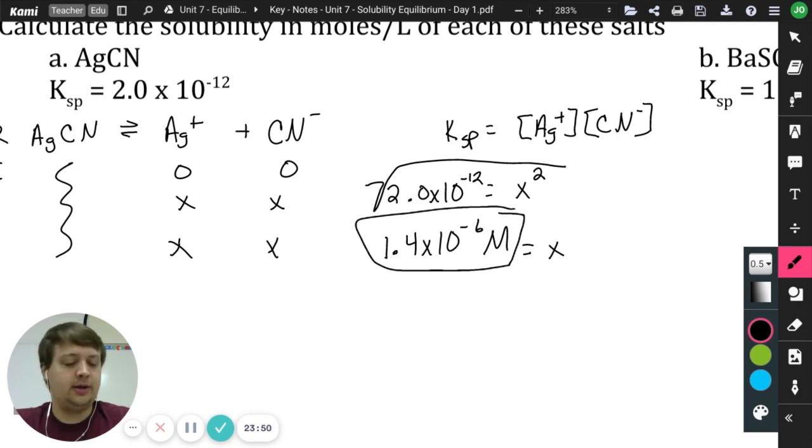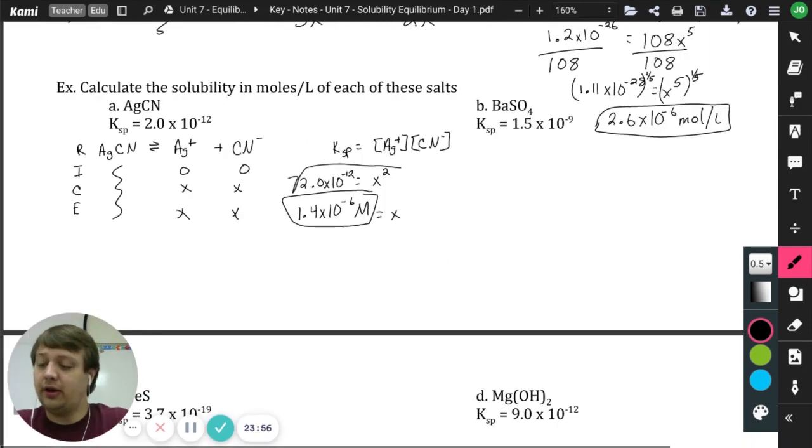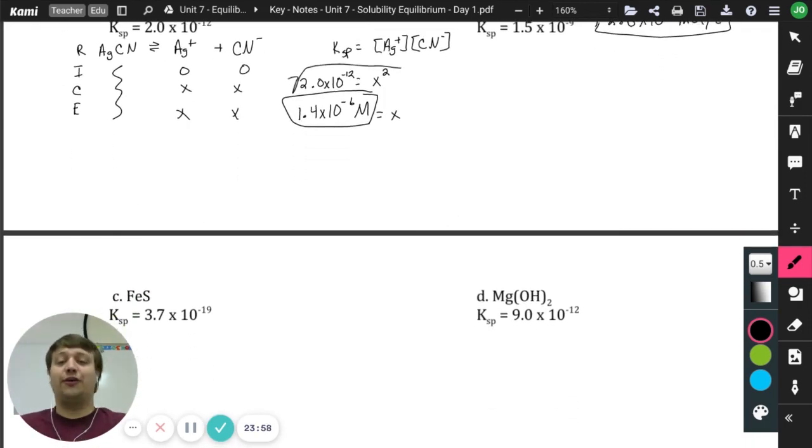All right. So I'm going to leave the rest of these for y'all to do as practice. But otherwise, that is it for our first set of notes on solubility equilibrium.